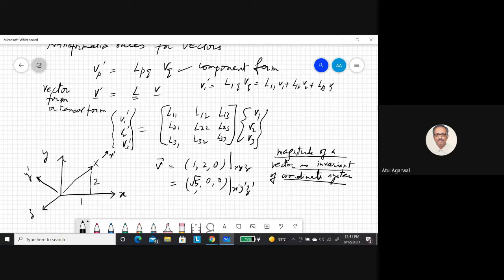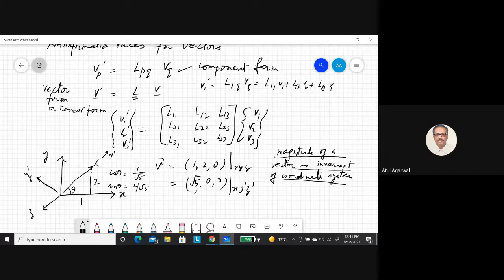Now I know this angle is theta. What is cos of theta? 1 upon this diagonal. Diagonal is root 5. What is sine of theta? 2 upon root 5. Okay.